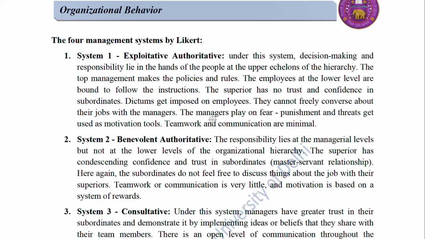System 2: Benevolent authoritative. The responsibility lies at the managerial levels but not at the lower levels of the organizational hierarchy. The superior has condescending confidence and trust in subordinates. Master-servant relationship. Here again, the subordinates do not feel free to discuss things about the job with their superiors. Teamwork and communication is very little, and motivation is based on the systems of rewards.